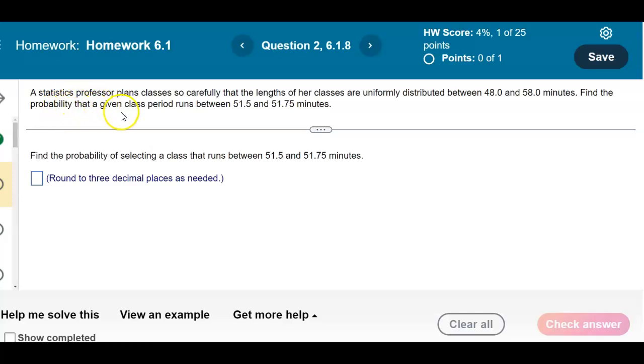A statistics professor plans classes so carefully that the lengths of her classes are uniformly distributed between 48.0 and 58.0 minutes. Find the probability that a given class period runs between 51.5 and 51.75 minutes.